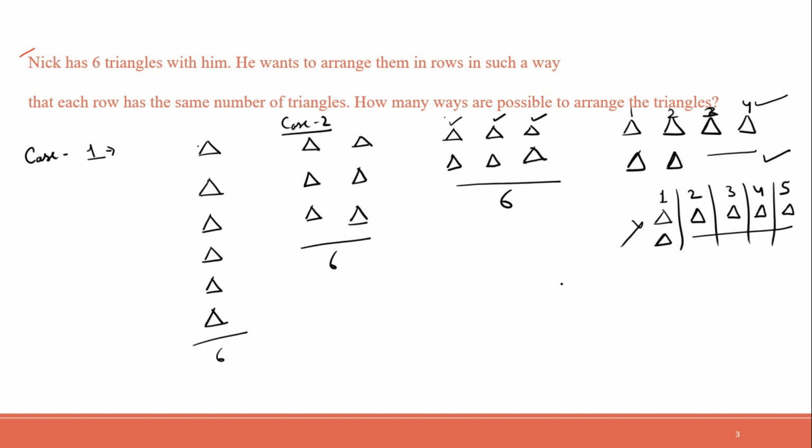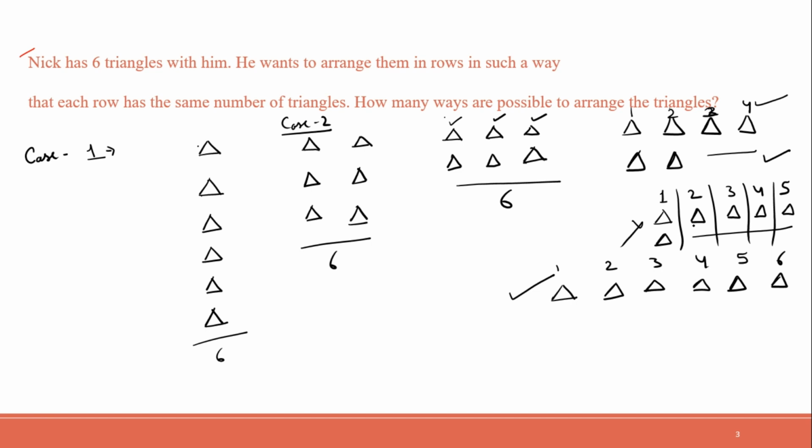Let's try for six rows. Let's say first row, second row, third row, fourth row, fifth row, and then sixth row. One triangle here, one here, one here, one here, one here, and one here. So I have used all the six triangles, and I have six rows now, and each row is having the same number of triangles, that is 1. So I can say that this is possible, right? So these are the only cases possible. That means 4 and 5 are not possible.